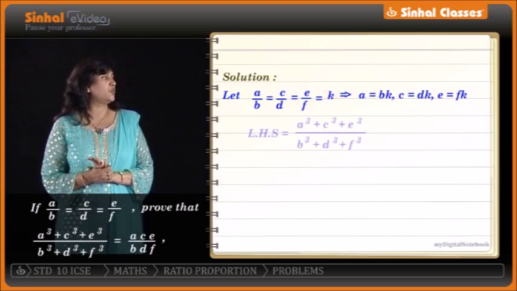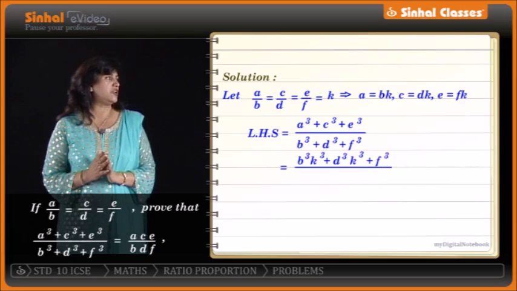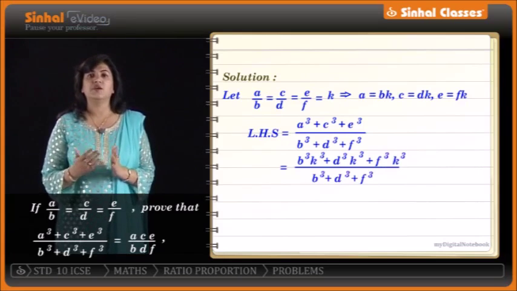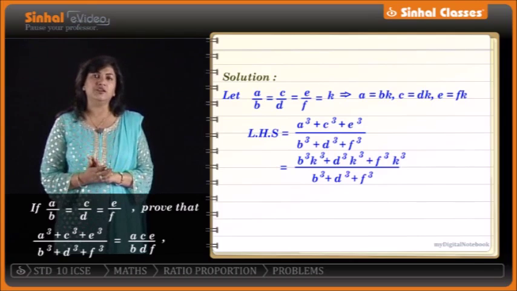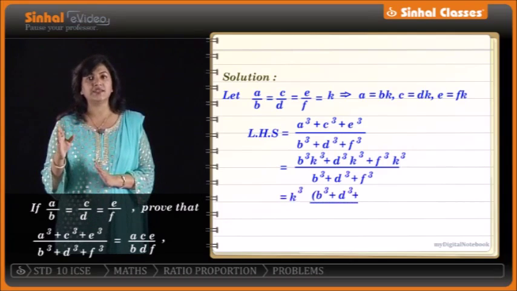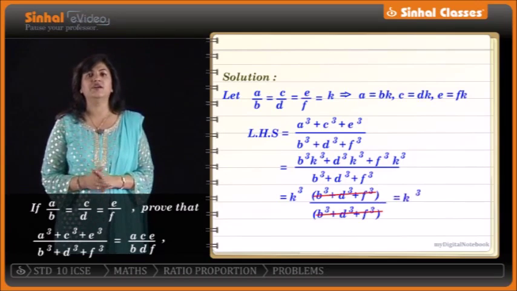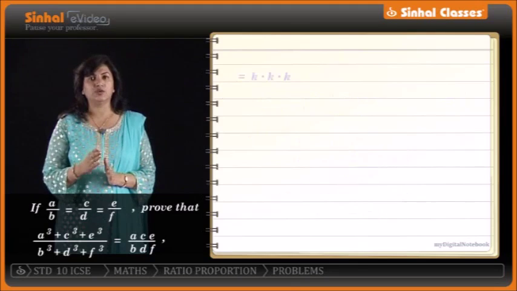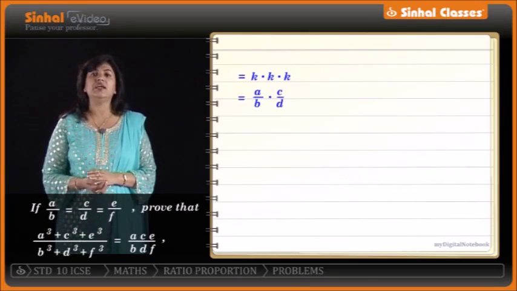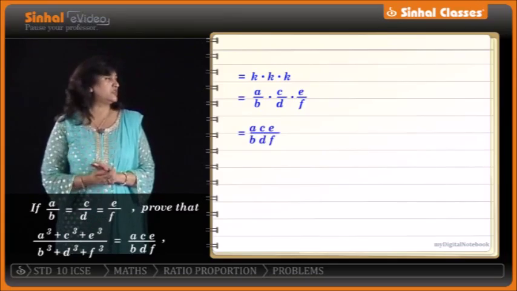Substitute this in LHS, we get b cube k cube plus d cube k cube plus f cube k cube upon b cube plus d cube plus f cube. We are keeping the denominator the same because we do not have a substitution for that. Now from the numerator, what is common? k cube is common. We have b cube plus d cube plus f cube, which is the same as the denominator, that cancels. So we are left with k cube. Now k cube can again be written as k into k into k. First k we replace by a upon b, second k by c upon d and the third k by e upon f. We get ace upon bdf, which is RHS.